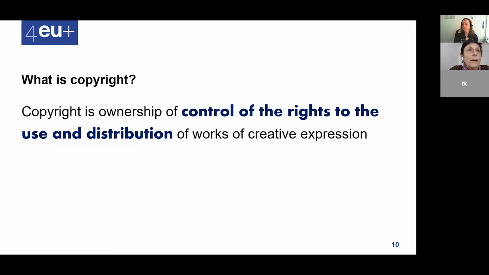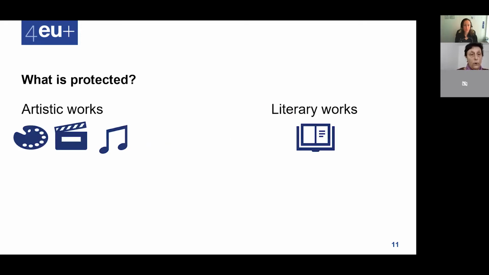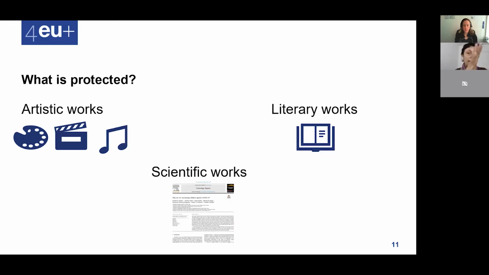We have here a very simple definition of copyright. Copyright is ownership of control of the rights to the use and distribution of work of creative expression. So this is a very, very simple definition of copyright. What is protected by copyright? Surely artistic work, literary works, but also scientific works. So artistic works, literary works, and scientific works are protected by the same kind of law, by the copyright law.